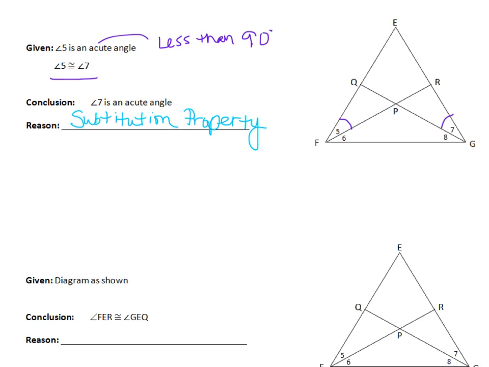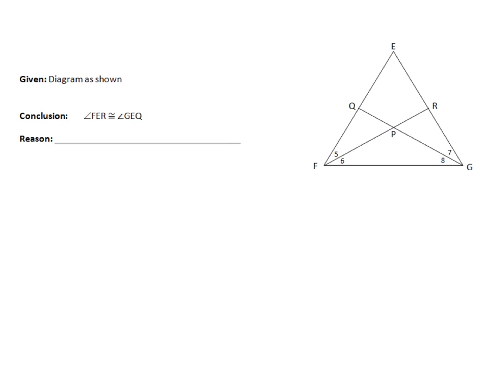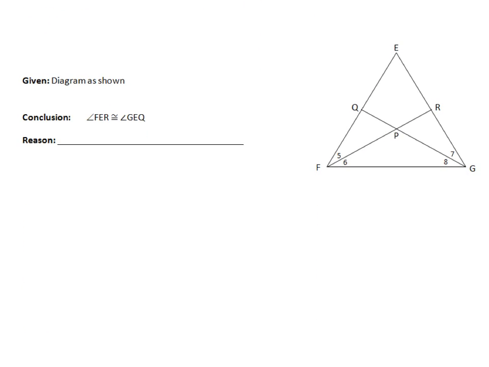All right, last one here. Basically, we're given just the diagram as shown. And then the conclusion is that angle FER is congruent to angle GEQ. So let's figure out where these are. FER is this angle, is congruent to angle GEQ.